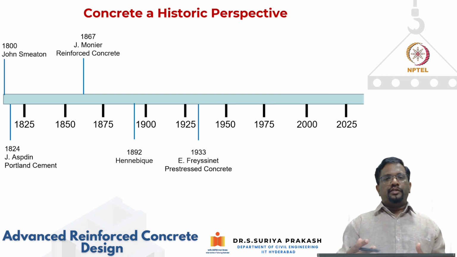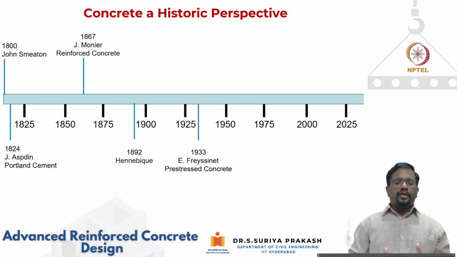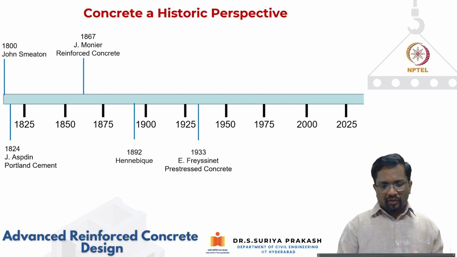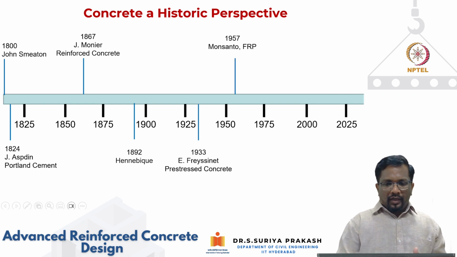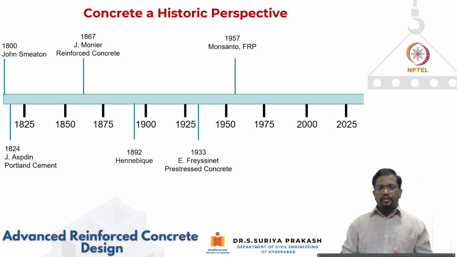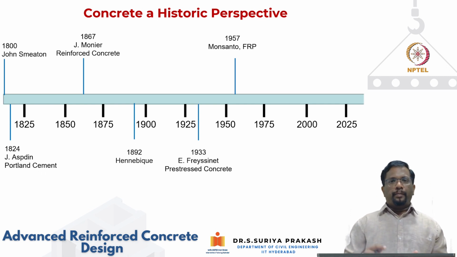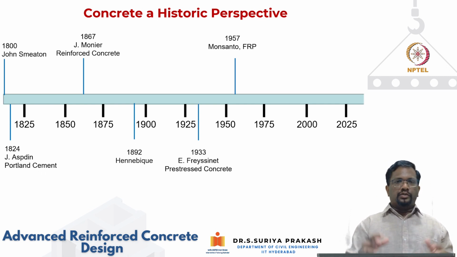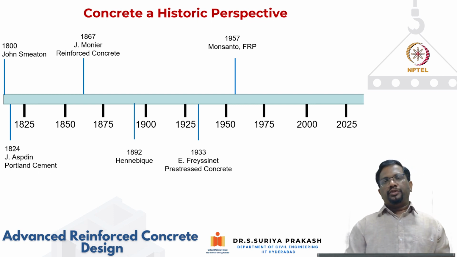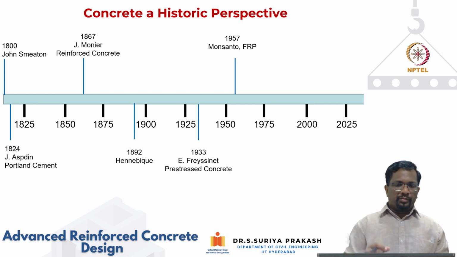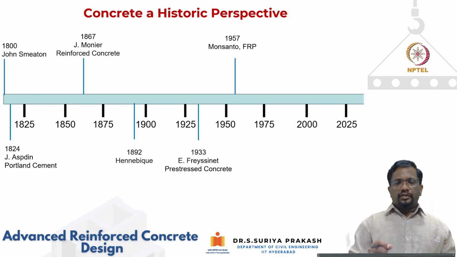And it really changed the way we construct long span structures using concrete. And in 1957, in the UK, Monsanto, a company, built one small classroom building using glass fiber reinforced polymer material. Okay, this is about 1950.